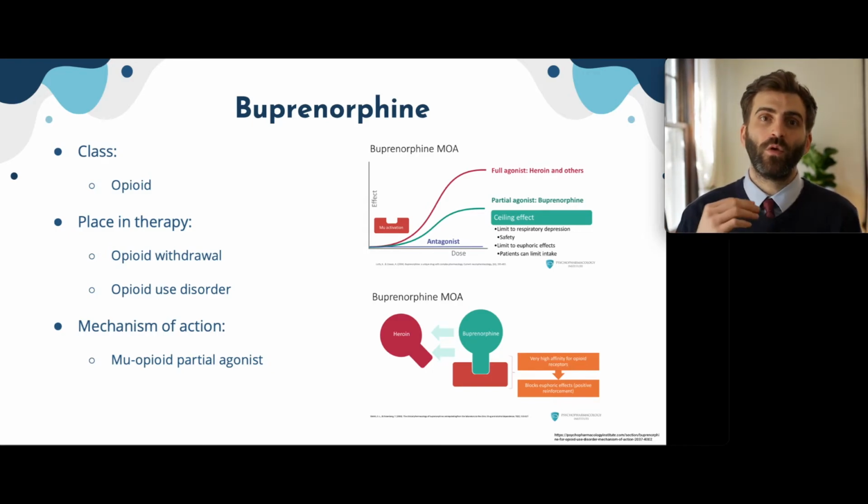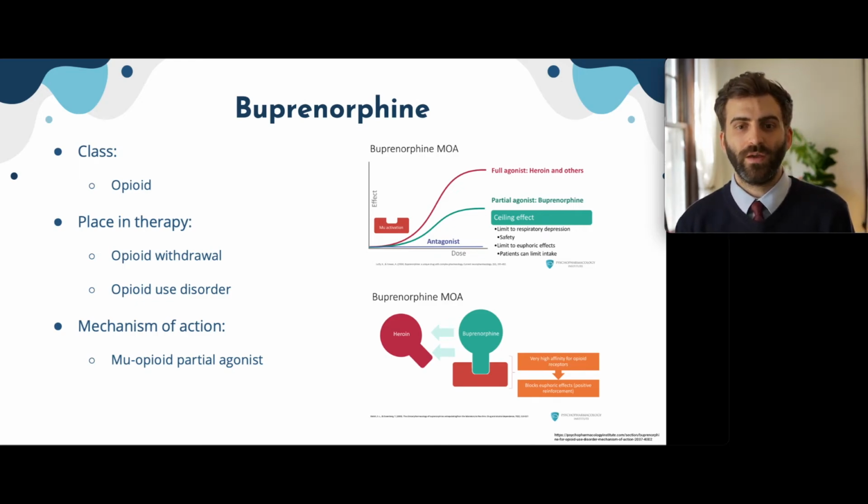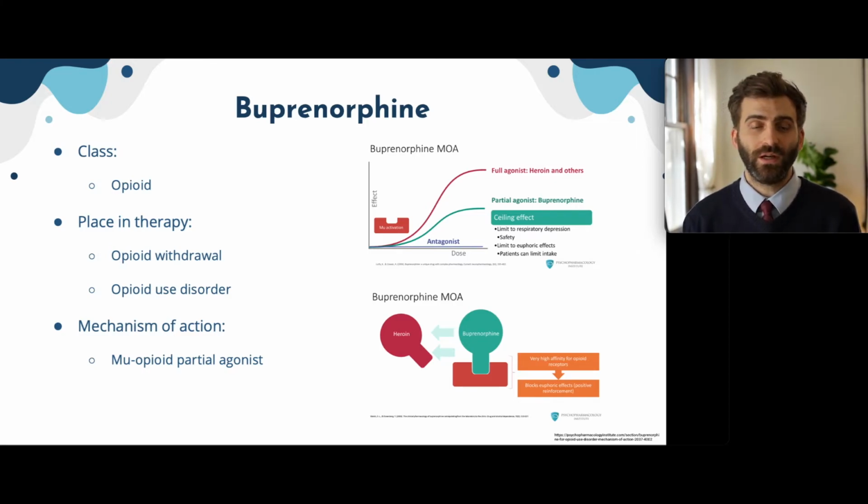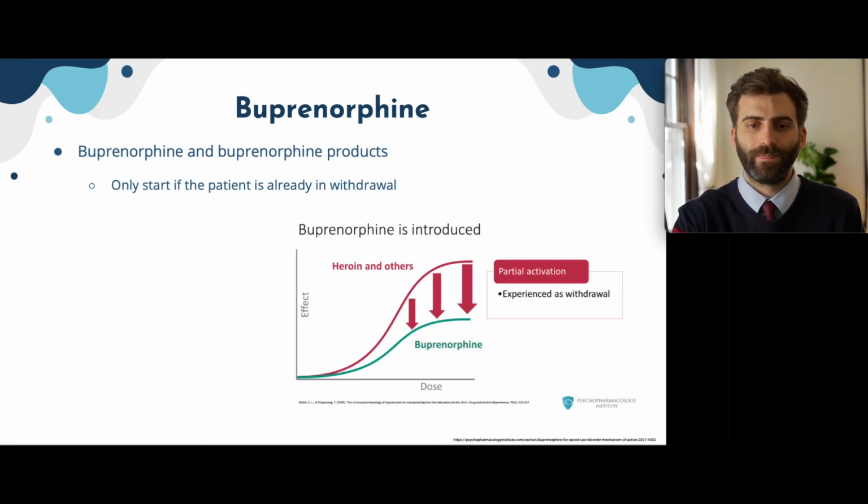So if you give someone more and more and more heroin, they're going to get more euphoric, higher, and then eventually go into respiratory depression. If you give someone more and more buprenorphine, eventually it stops having more of an effect. So this can be quite helpful because the ceiling effect limits respiratory depression, limits euphoria, limits a lot of the risks that opioids have. This is used for opioid withdrawal. So again, you wait until someone's already in withdrawal, then you can start buprenorphine, and then you can roll this over into a long-term use for opioid use disorder.